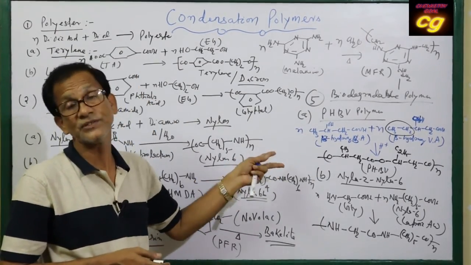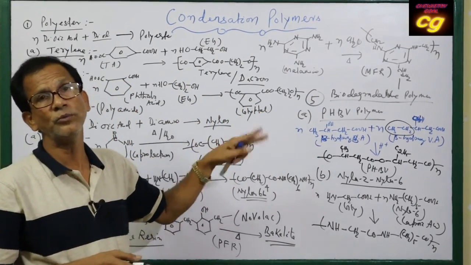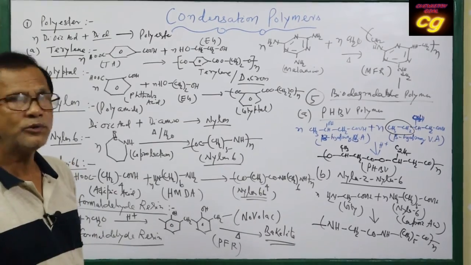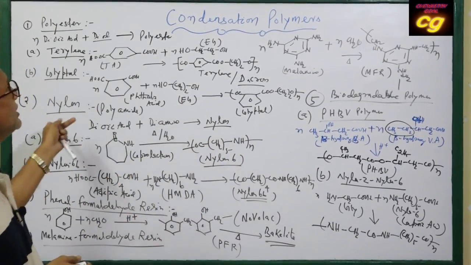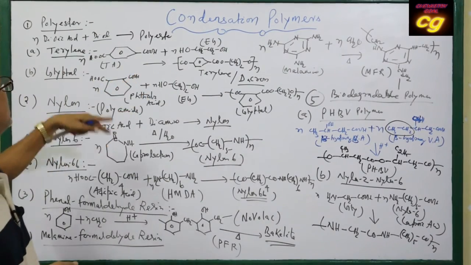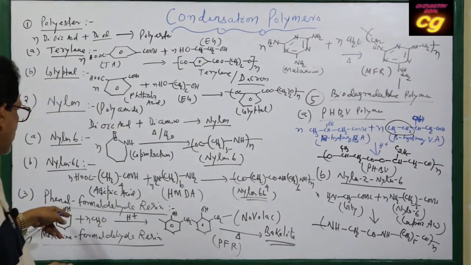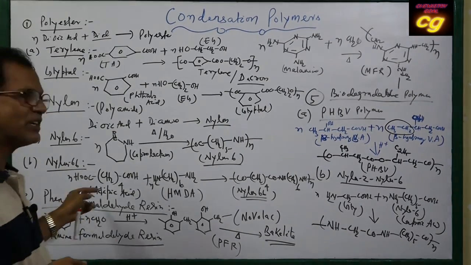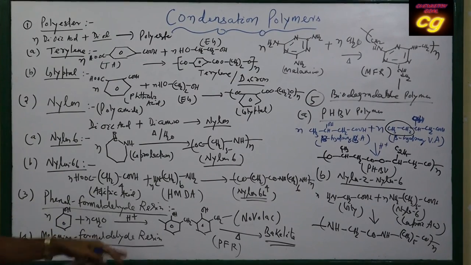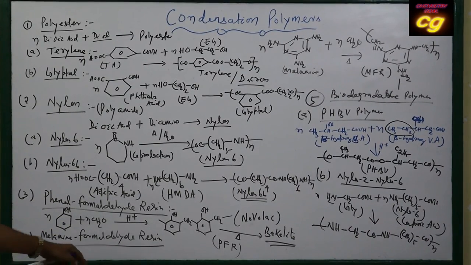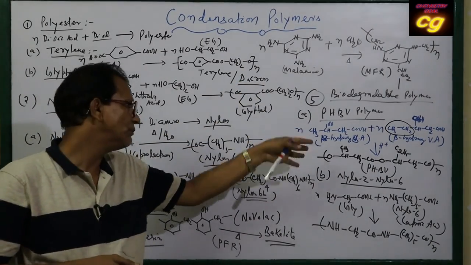So it is a challenge for scientists how non-biodegradable polymer will be replaced by biodegradable polymer to control environmental pollution. So today we discussed different types of condensation polymers like polyester, nylon, and some thermosetting polymers, thermosetting resins just like phenol formaldehyde resin, melamine formaldehyde resin, and different biodegradable polymers.